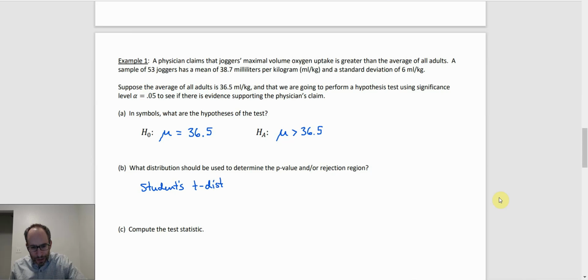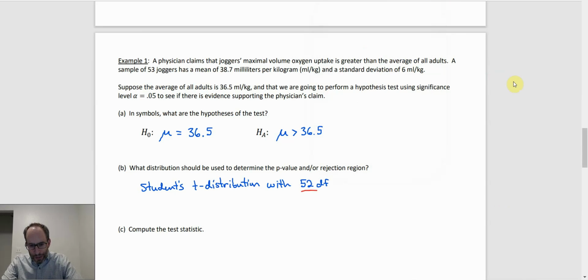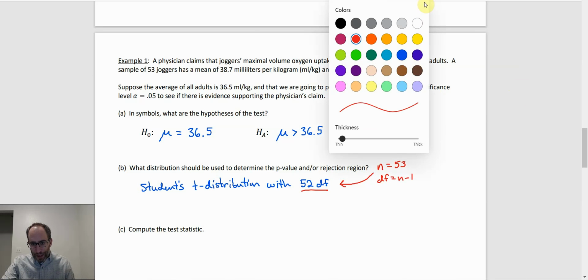All right, so it's going to be Student's t-distribution with 52 degrees of freedom. So why is it 52? It's 52 because n was 53, right? That's where this comes from. n is 53, and generally the degrees of freedom is n minus 1. So 52.